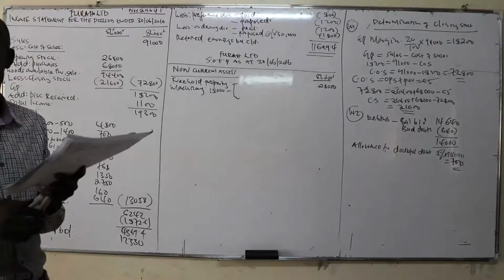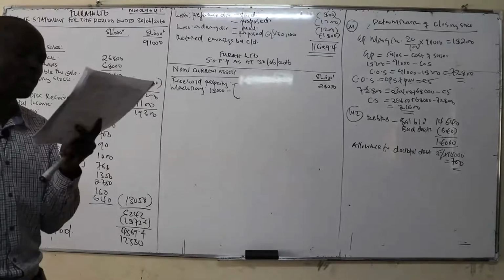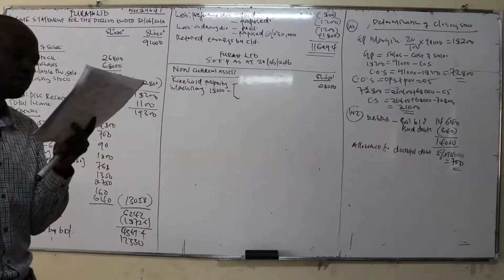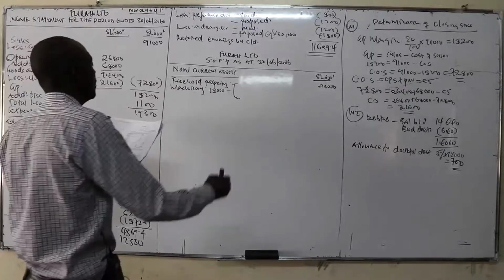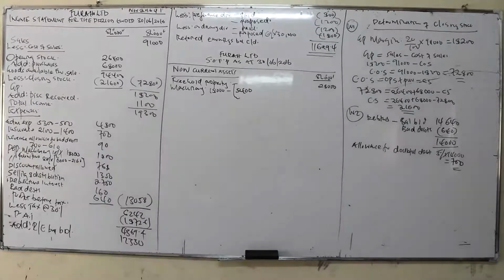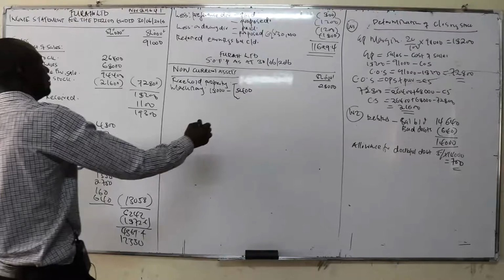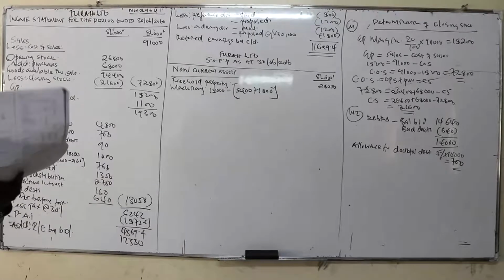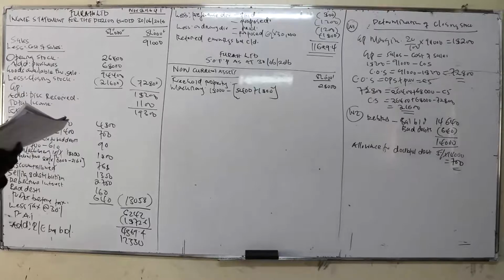So now here, machinery, the provision for depreciation is how much? 5,400. Is it so? Are we together? Do you want me to go? Depreciation here is how much? Is it 1,800 plus 1,800, 5,400 plus? How much do you get? 10,800. So 10,800.